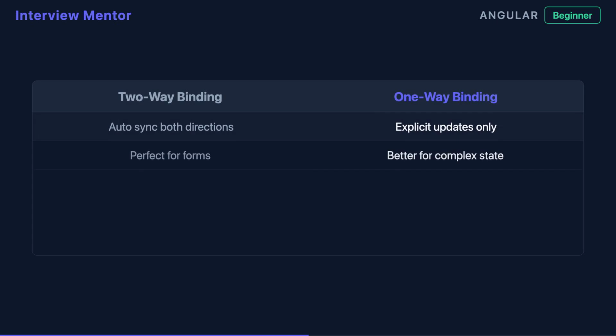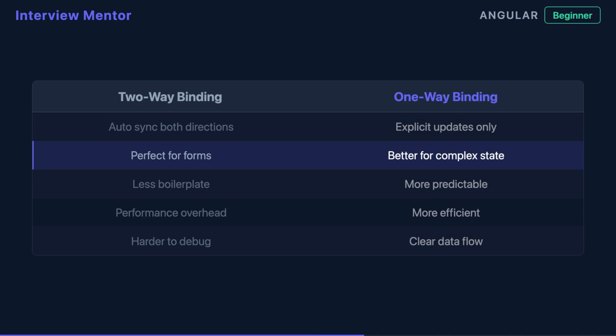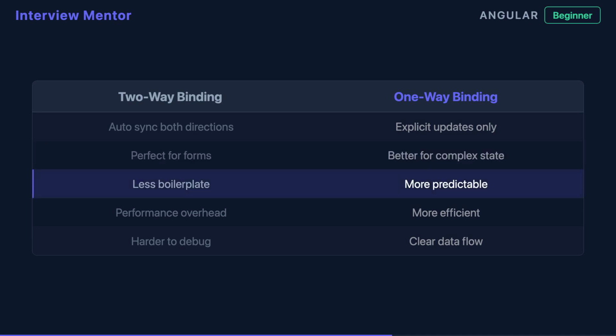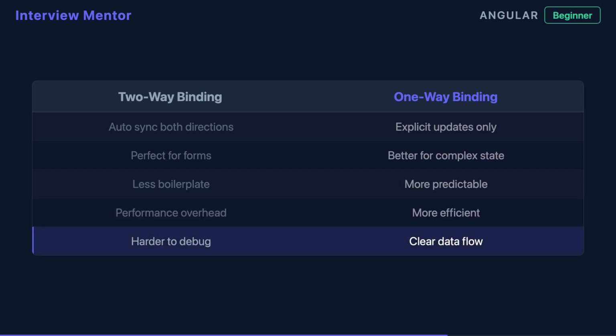Two-way binding shines in forms and user input scenarios where you need immediate feedback. It's perfect for text inputs, checkboxes, and select dropdowns, but it comes with trade-offs. The automatic updates can create performance overhead with large datasets, and debugging data flow becomes harder because changes can come from multiple sources. One-way binding gives you more control and predictability, so modern best practices often favor it for complex applications. Use two-way binding when the convenience outweighs the complexity cost.